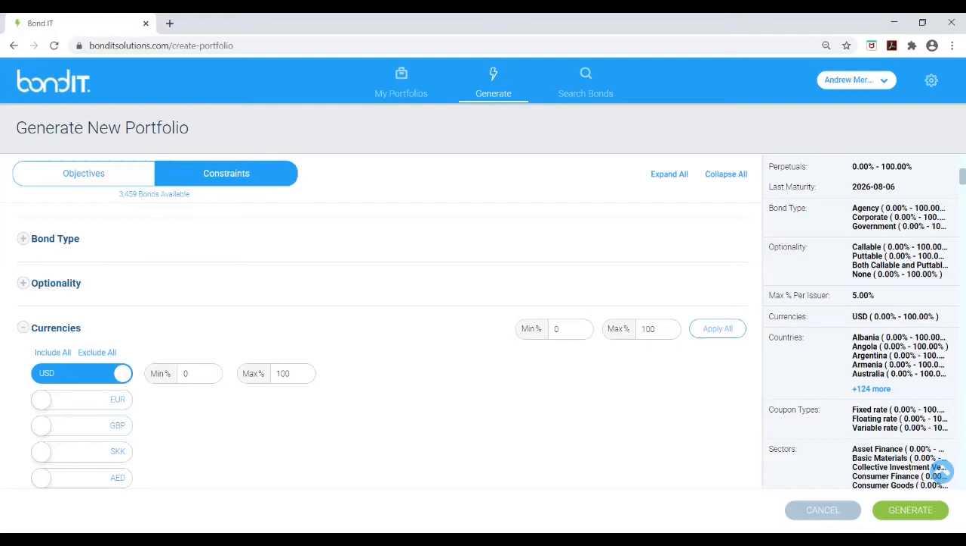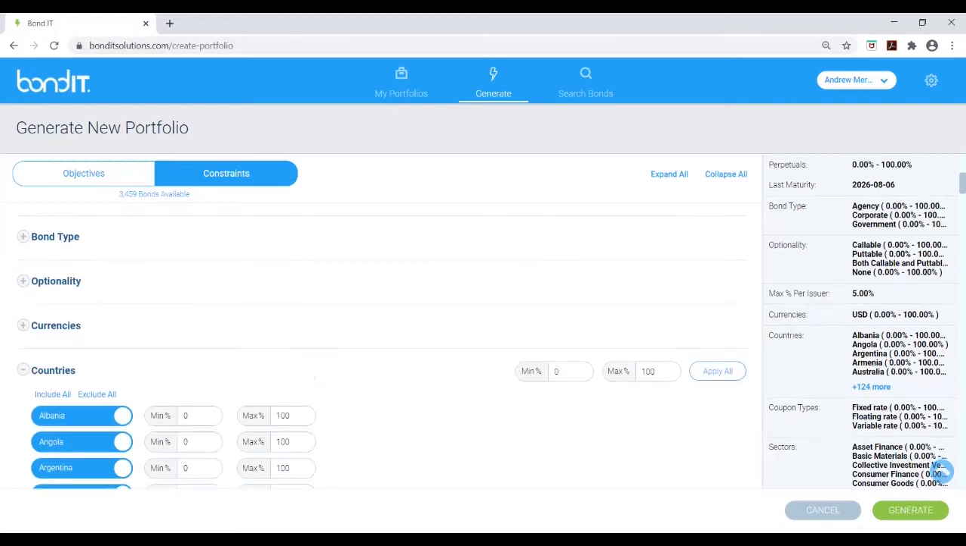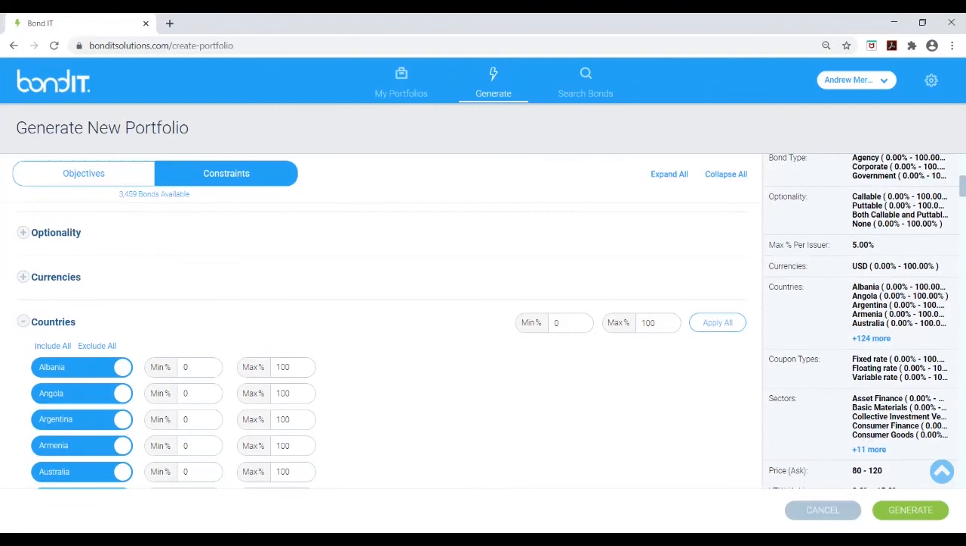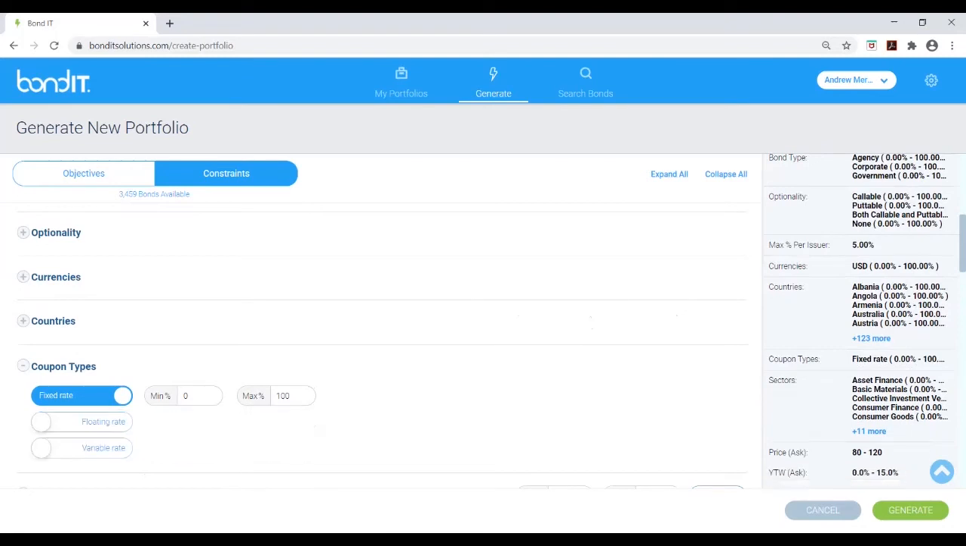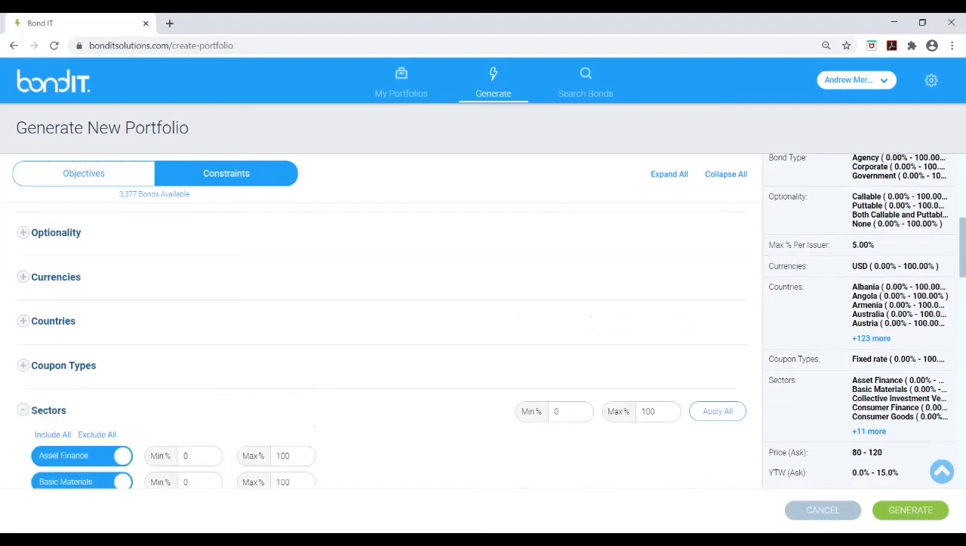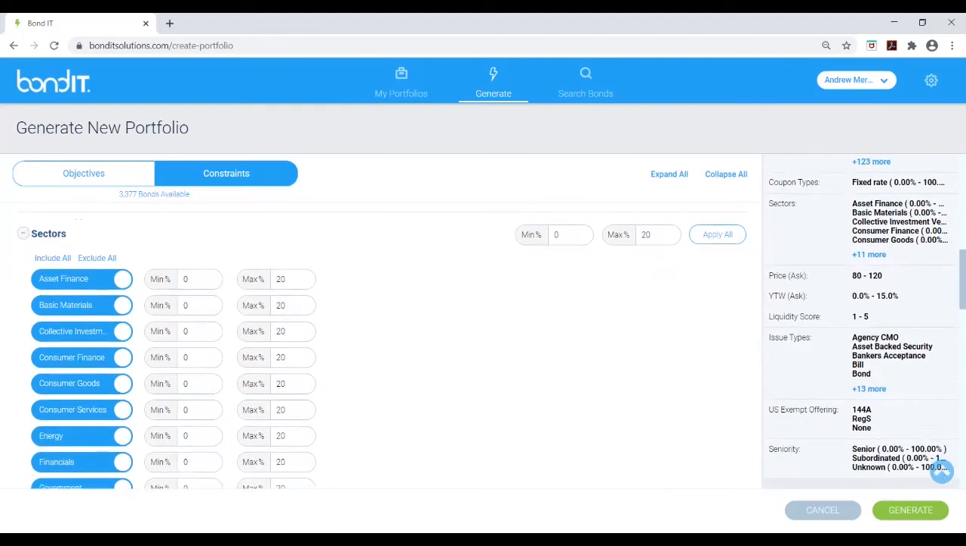We can then select country of issuance following the same idea, where we can set weightings across all, exclude certain higher risk jurisdictions, and really get as granular as we'd like. We can make sure for this portfolio that it's completely fixed coupon to make the laddering as clean as possible. And then move to sectors where we can set weightings across all for diversification, choose to exclude any sectors, and really, again, get as granular with our workflow as we'd like.